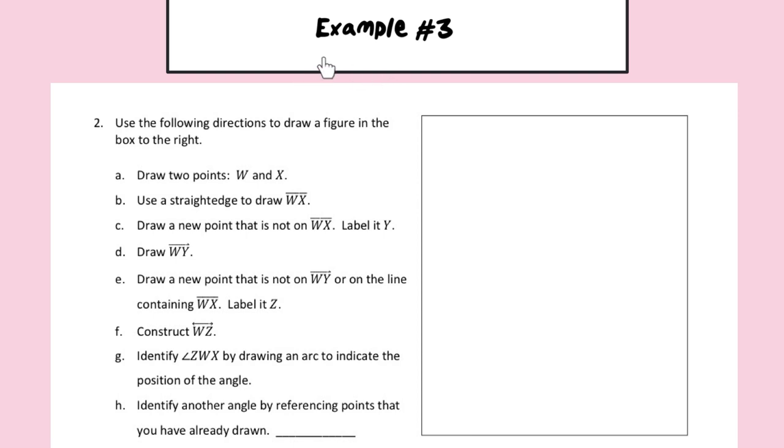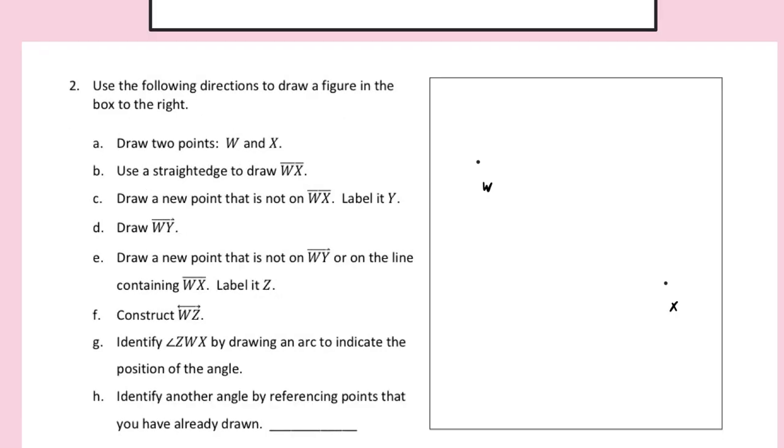Finally, for example 3, we have an outline that is similar to example 2. Our directions here say, use the following directions to draw a figure in a box to the right. So here's our box, and here are directions. Part A tells us to draw 2 points and label them X and Y. So here are points W and X.